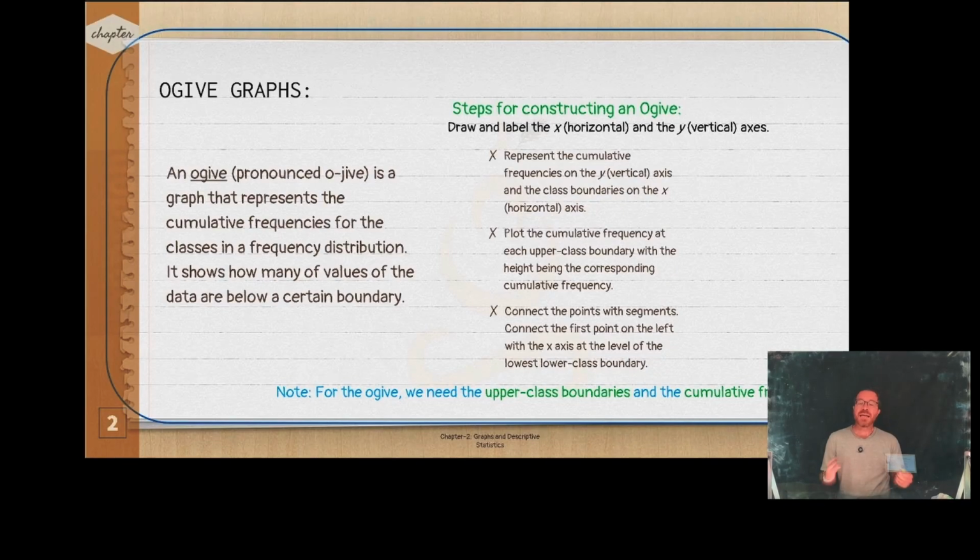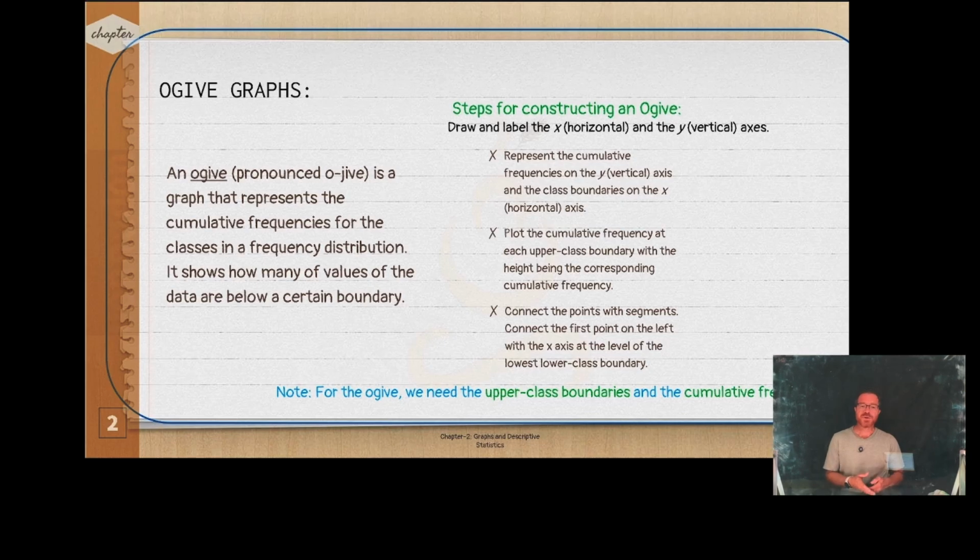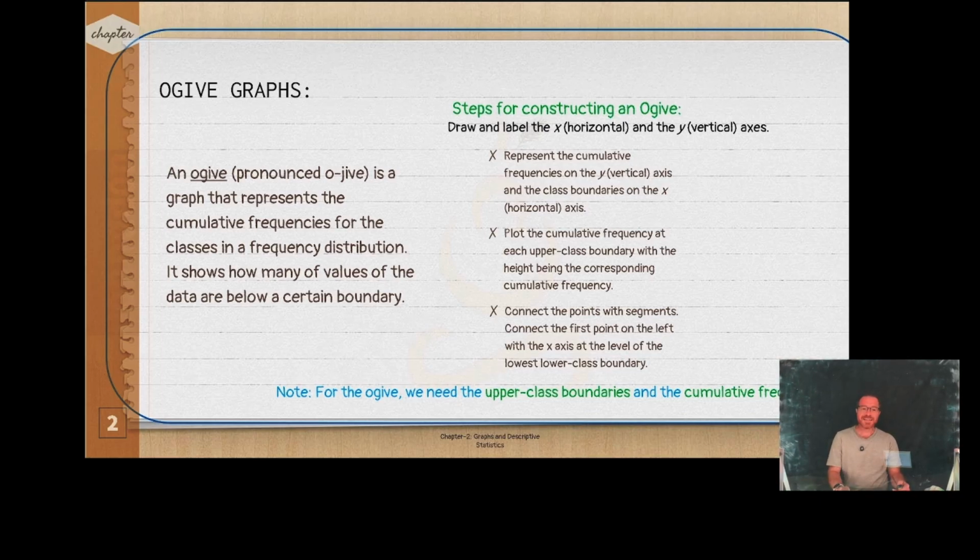Hello everyone. The last thing we're going to cover for chapter 2.1 is going to be ogive graphs. So an ogive, which yes is pronounced ogive, though no one's going to count off if you say it differently, is a graph that represents cumulative frequencies for classes in a frequency distribution. It shows how many of the values of the data are below a certain boundary.